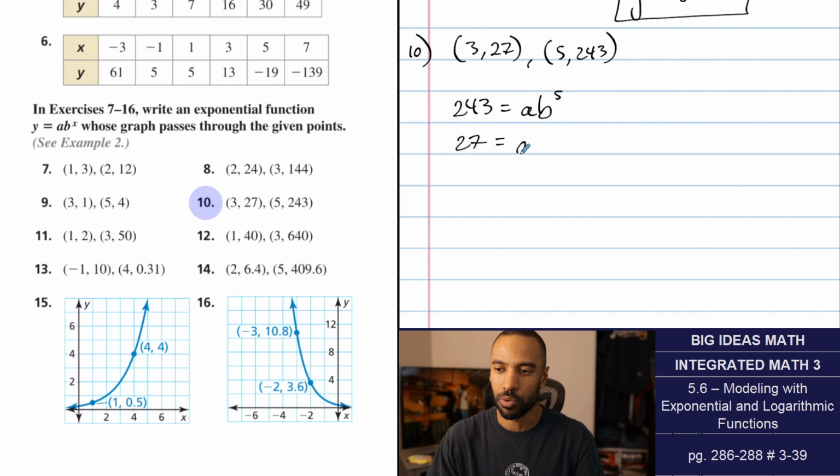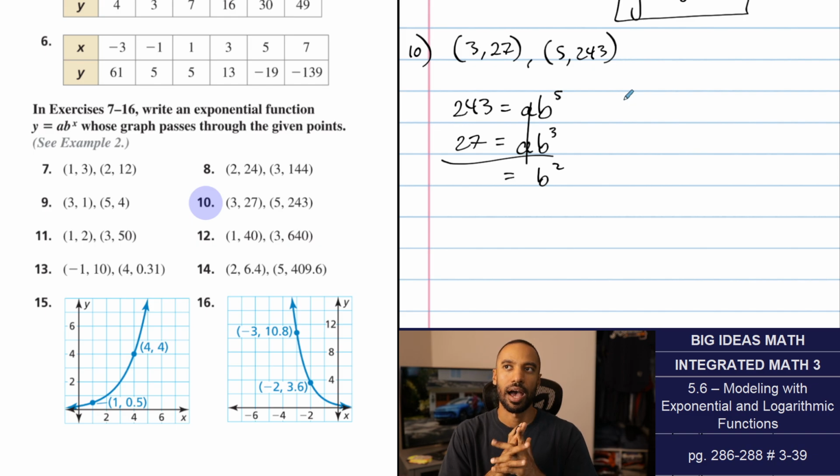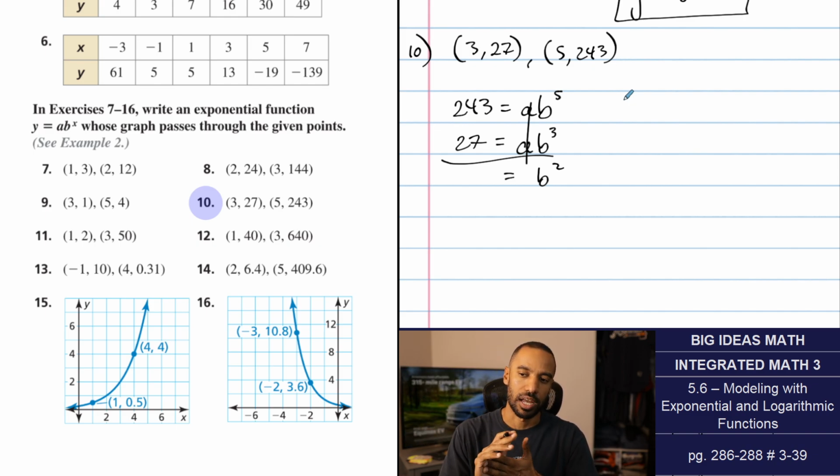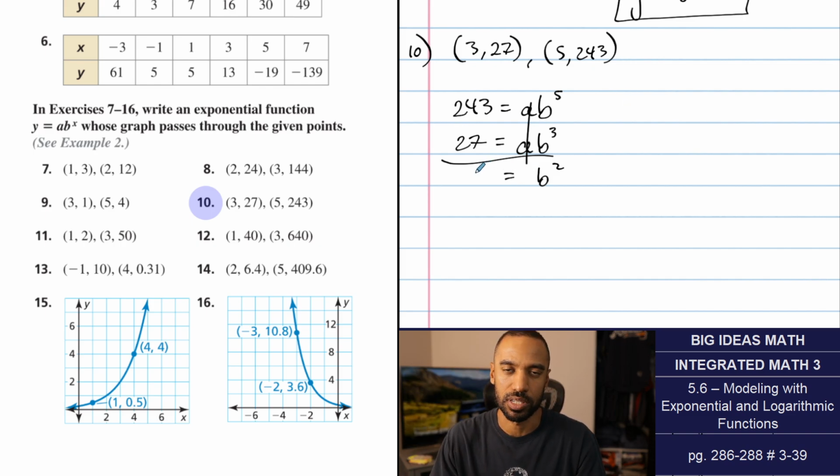So 27 equals ab to the third power. As we divide down these lists, the a's go bye-bye. In a way, b squared is here, and 27 times what is 243? I think it's 12. Wait, that doesn't make any sense. No, it's not 12. What is it? 81. It's 9. It's 9. I was thinking 27 times 4 is 81. That's a big my bad.